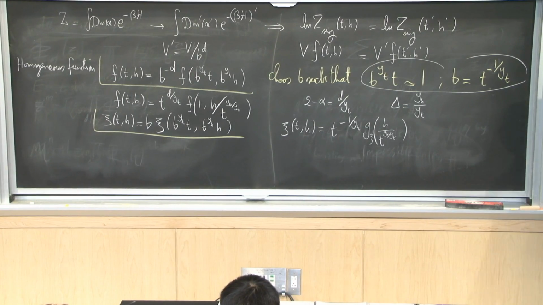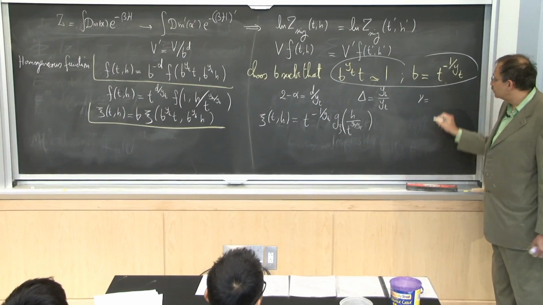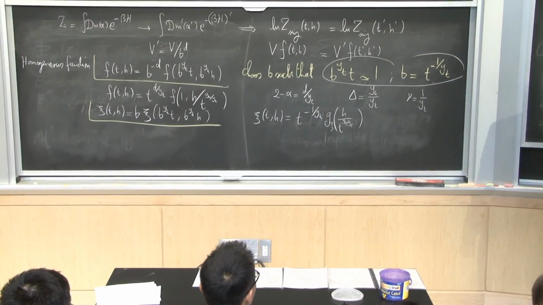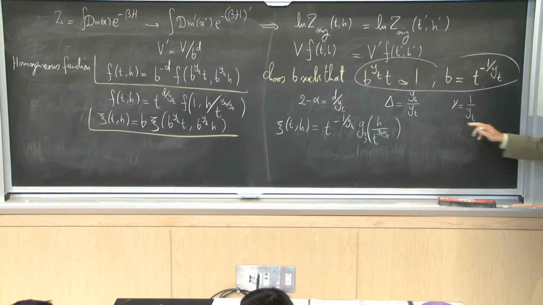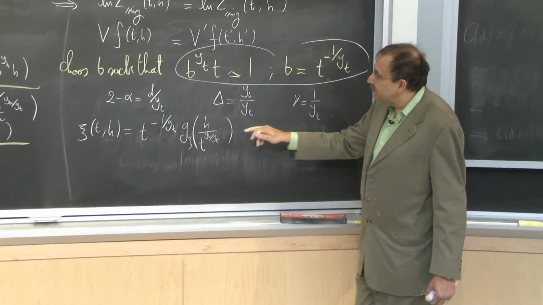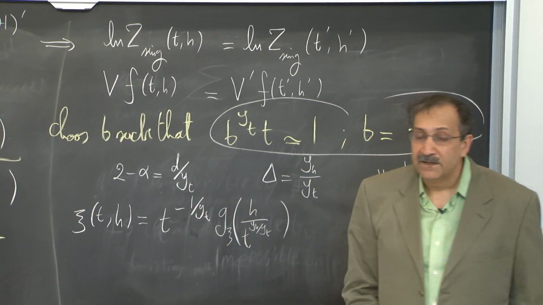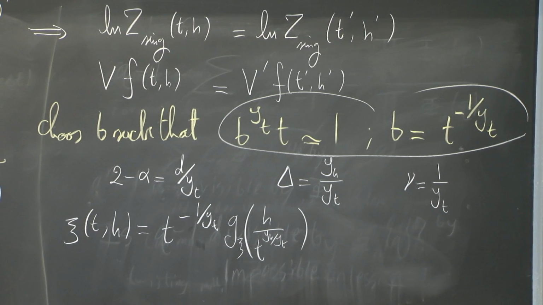So I have gotten the answer that nu should be 1 over yt. I can get the scaling form for the correlation length. I identify the divergence of the correlation length with the inverse of this. And by the way, if I substitute nu as 1 over yt here, I get the Josephson hyperscaling relation, 2 minus alpha equals d nu.